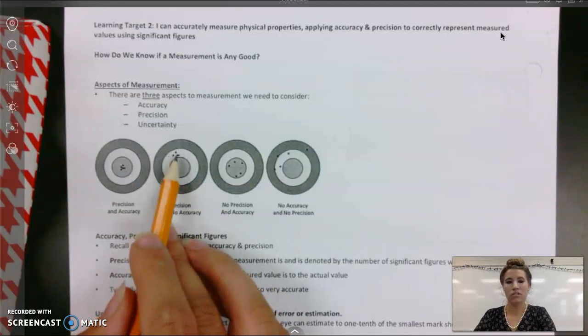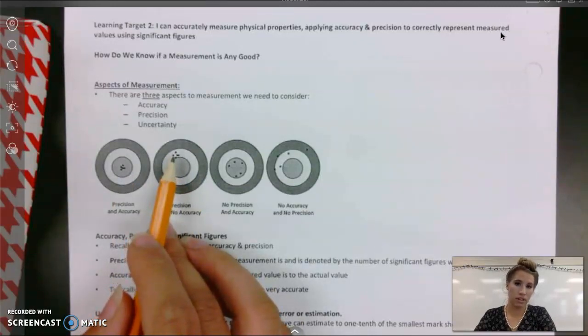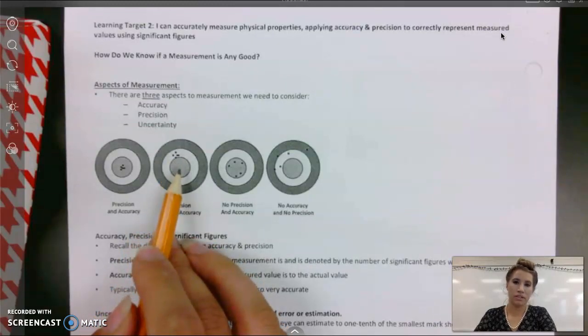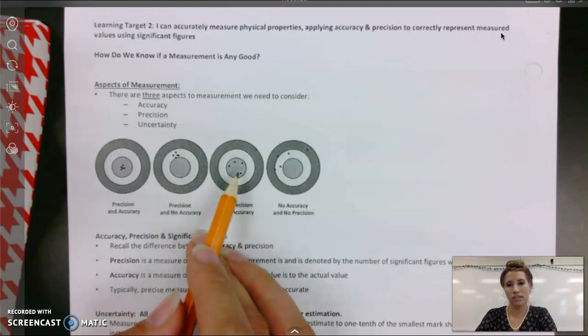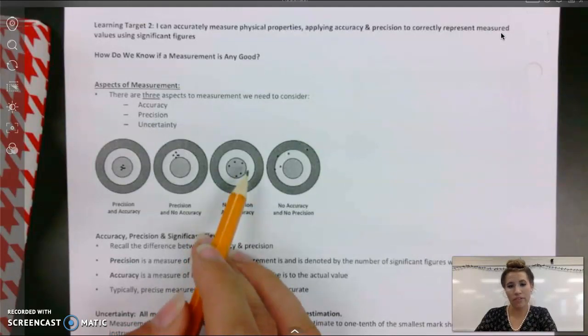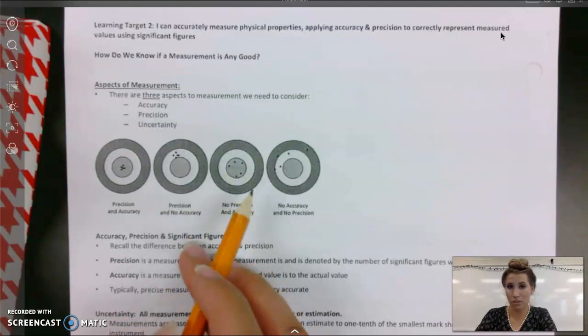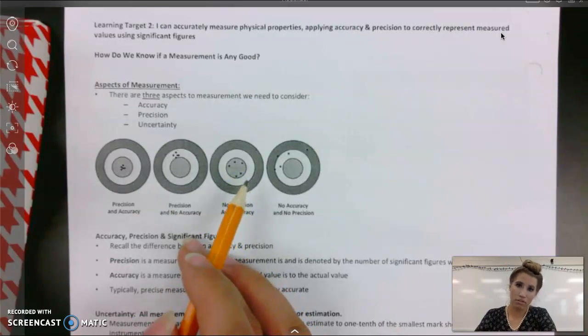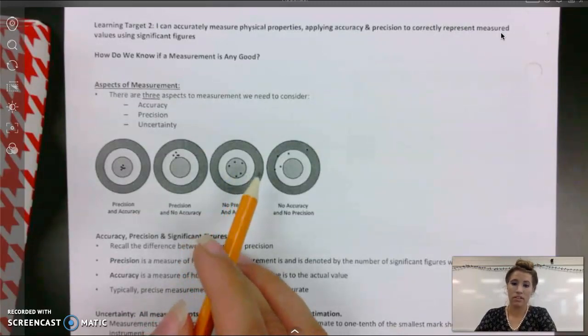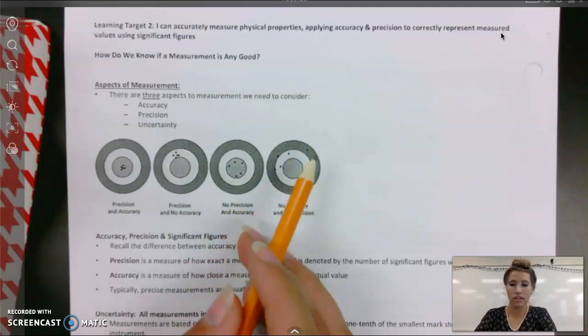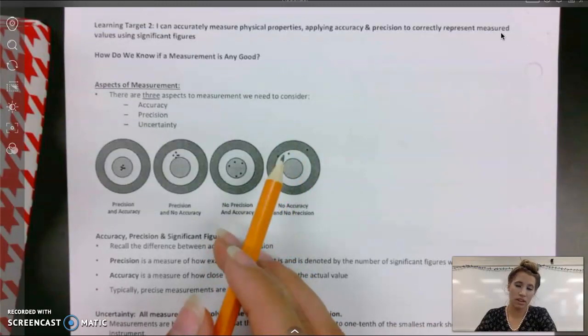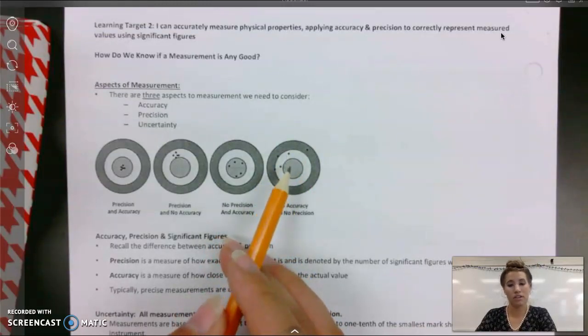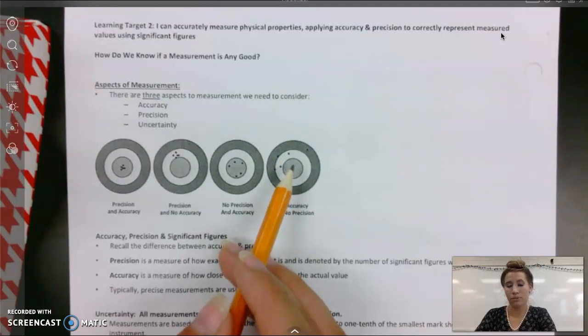Now here, our darts are precise because they're all very close together, but they're not accurate because they're awfully far away from the known value or what they were trying to measure and achieve. Here you can see that the data points are all spread out, so it's not very precise. But if we look at the average of all of that data, it's pretty much the center of the board, and so it would be accurate, but not precise. Now, last value here, when we look at this set of data, it's spread out, it's not the same, so it's not very precise, and it is not close to the bullseye, so I wouldn't call it accurate either.